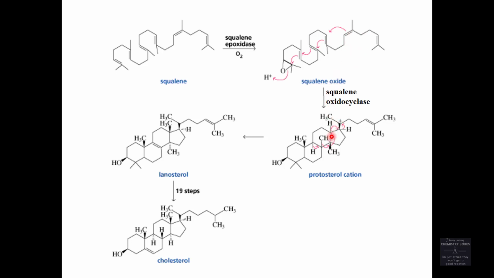There it is. This steroid, this 6-6-6-5-membered ring, that's a steroid. And cholesterol is a steroid. So is testosterone and estrogen and a ton of other hormones in our bodies. All of those hormones come from squalene. Our body and plants and stuff synthesize tons of hormones and steroids from squalene.